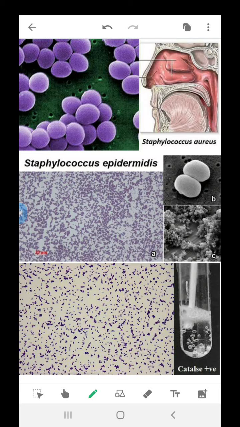So today's topic is Staphylococcus. So let's start the topic with introduction.